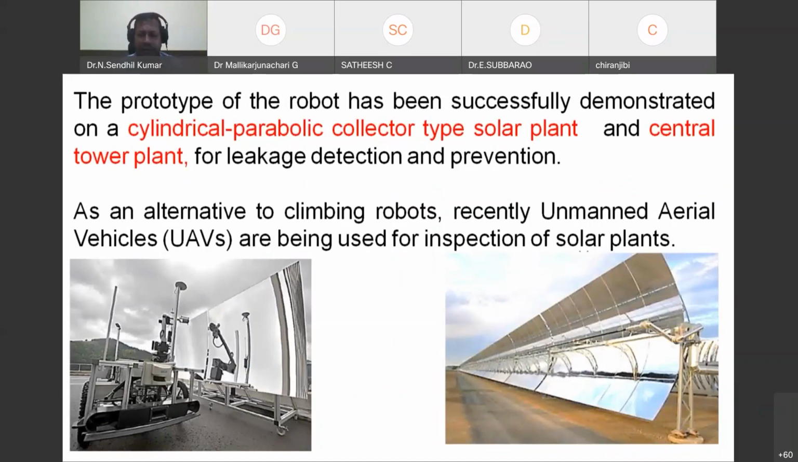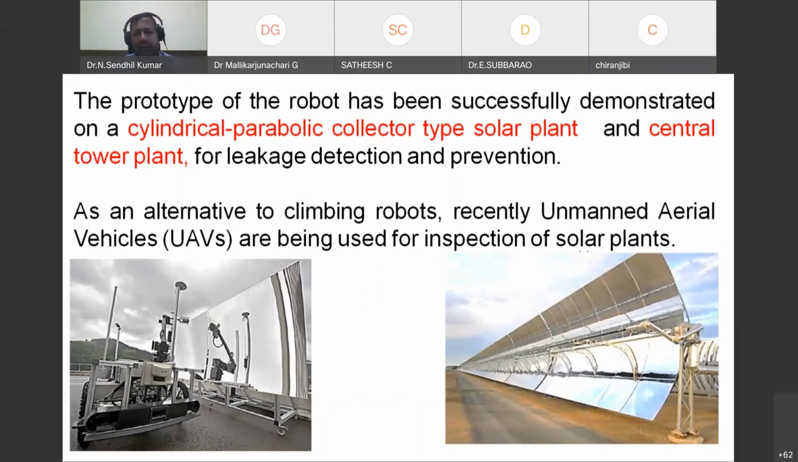Now you can see the left side is called solar trough, and the right side is also called solar trough. You can see the reflectors are there. Now I'm showing a single one. In a power plant, it will be in a huge area actually, so all these things we have to continuously monitor.